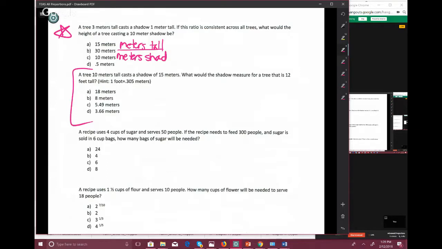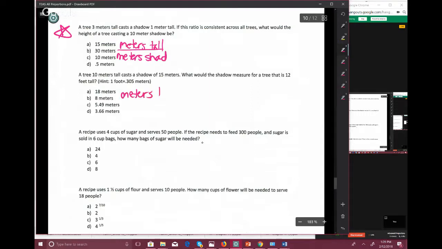Now, when you get to the second one, you'll see that you have a very similar problem. And again, hopefully you're using words to set up your problems ahead of time, because again, that's when you're going to go meters tall, meters of shadow. And so the first part of this problem does line up with that. 10 meters tall, 15 meters of shadow. So meters tall, meters of shadow.